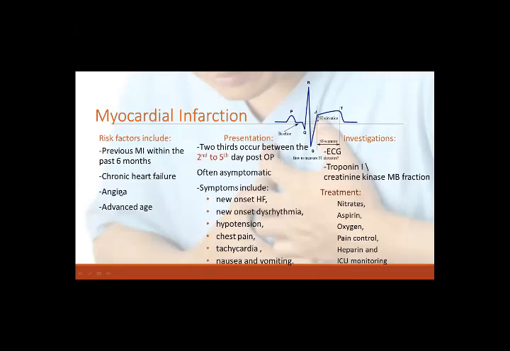And the people who have already had angina. It usually presents within the first 2 to 5 days, यानी after 48 hours to up to 5th day, ठीक है. और it can be asymptomatic, लेकिन it can present as hypotension, arrhythmia, nausea, vomiting, and of course chest pain. Diagnosis is with ECG, और उसके creatine kinase करा लेंगे, troponin करा लेंगे. And treatment is of course with nitrates and aspirin and oxygen, pain control.